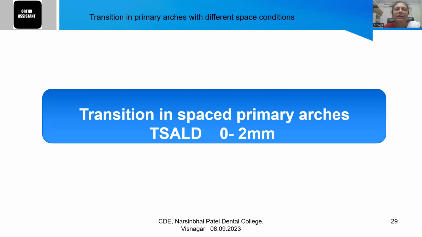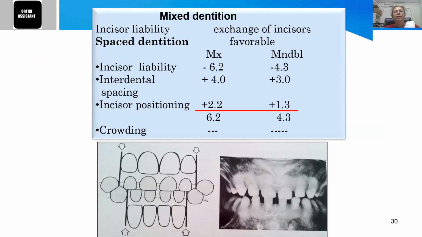So now you have found the first transitional phase in the spaced primary arches with a TSLD of 0 to 2 millimeters. The expectation is that in spaced dentition, the exchange of incisors is almost always favorable, unless some type of muscular habit is there. Incisor liability is minor in the maxilla, minus 6.2 on average, and in the mandible it is similar. It is compensated with interdental spacing in the maxilla and mandible.